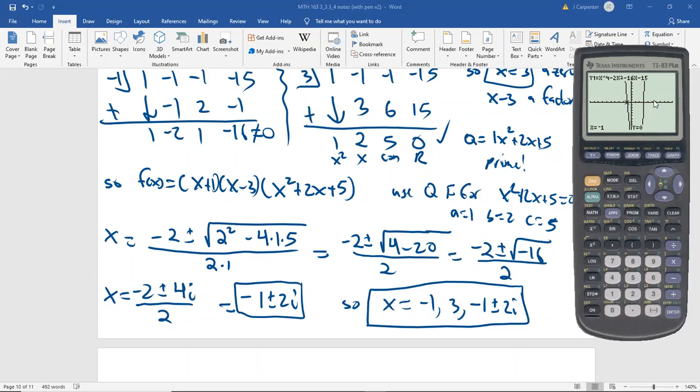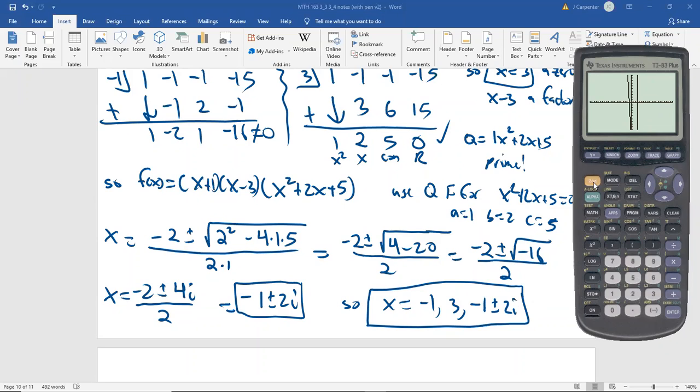But I can definitely see that 5 and negative 5 don't work. 15 and negative 15 aren't on the screen, so if you wanted to know, you can change your window to like a negative 20, a positive 20. This is just how far left and right it goes. That's what x min and x max mean. And we can see that negative 15 and positive 15 are not crossing points. But this picture does not tell us anything about the negative 1 plus or minus 2i.